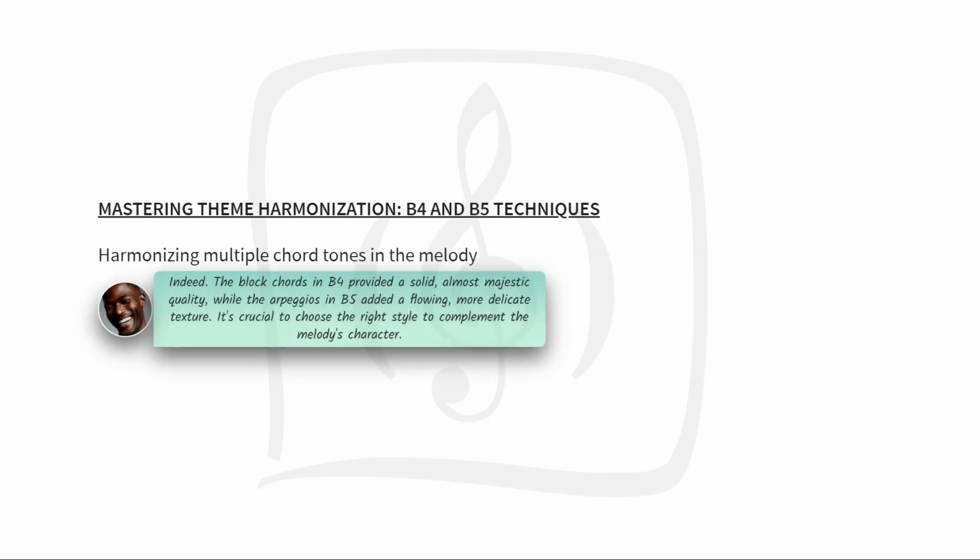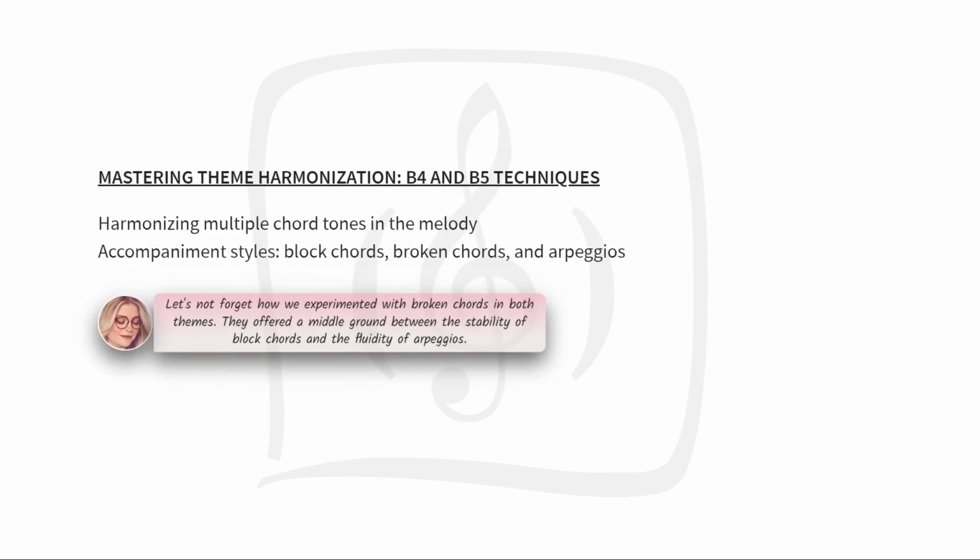Indeed. The block chords in B4 provided a solid, almost majestic quality, while the arpeggios in B5 added a flowing, more delicate texture. It's crucial to choose the right style to complement the melody's character. Let's not forget how we experimented with broken chords in both themes. They offered a middle ground between the stability of block chords and the fluidity of arpeggios.